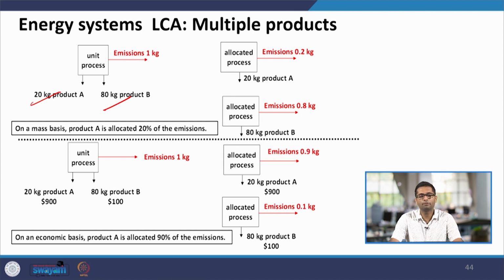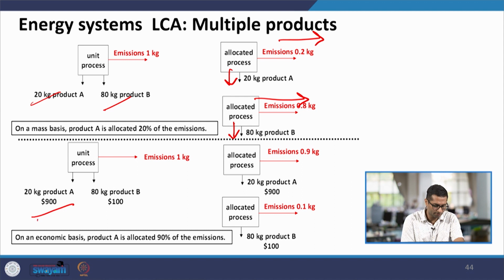And so essentially I will be dividing this process into two smaller processes, in which we would have the production of 20 kgs of product A and 0.2 kgs of emissions, and another process that produces 80 kgs of product B, with 0.8 kgs of emissions associated. If somehow a physical relationship is not possible, or there is a vast difference between the economic value of the two products, suppose the 20 kgs of product A that I am producing has a market value of $900, whereas the 80 kgs of product B that I am producing has a market value of $100.